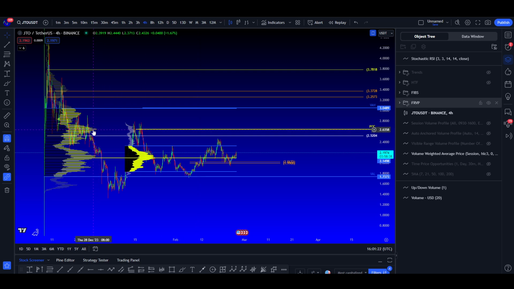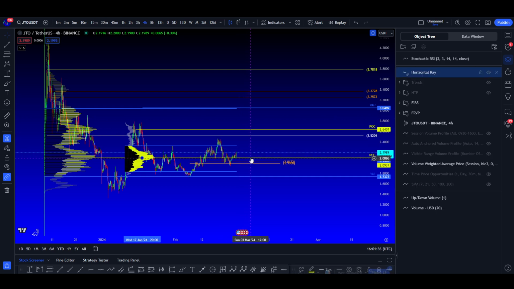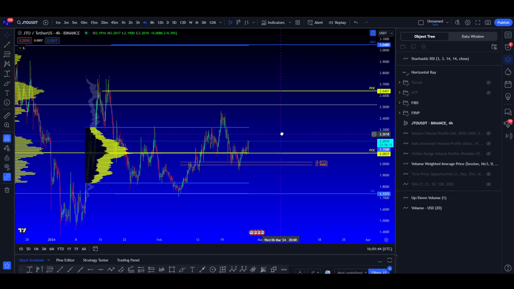As you can see, we have a high volume node right here. So this is going to be a very interesting resistance area. I'm still going to keep that up, but essentially the main point of control is in fact down here. And as you can see, we have reclaimed that point of control, and it looks like we're continuing to push for higher prices.